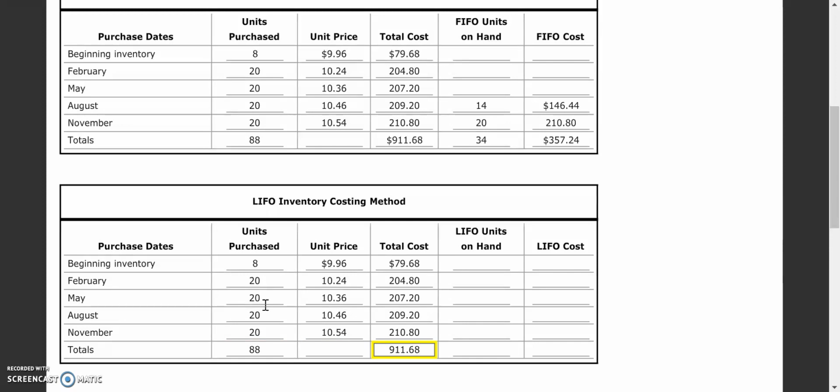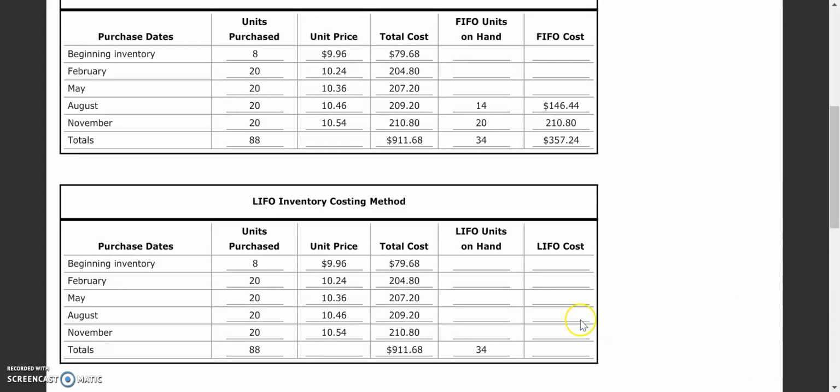Okay. So moving on to our LIFO now. LIFO, remember, our ending inventory units didn't change, so we're still at our 34 units of ending inventory. However, with LIFO, LIFO means last in, first out. So last in means our earliest purchases. So we go all the way back to beginning inventory when we're doing LIFO.